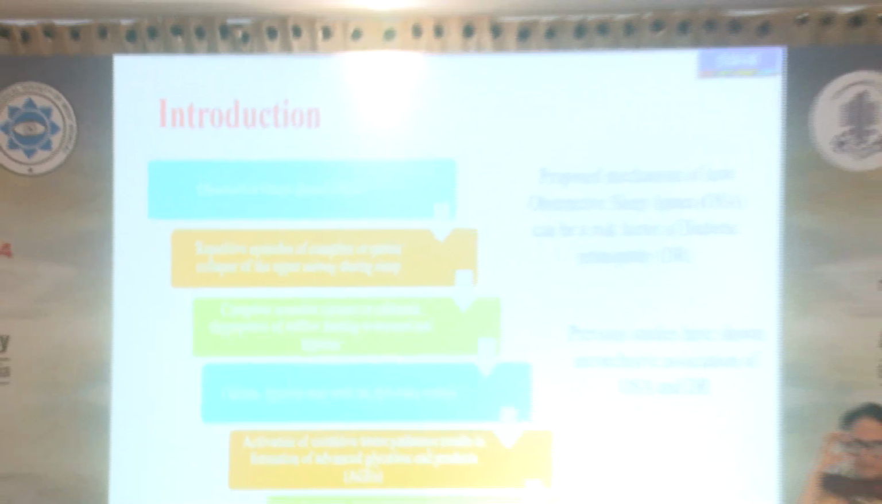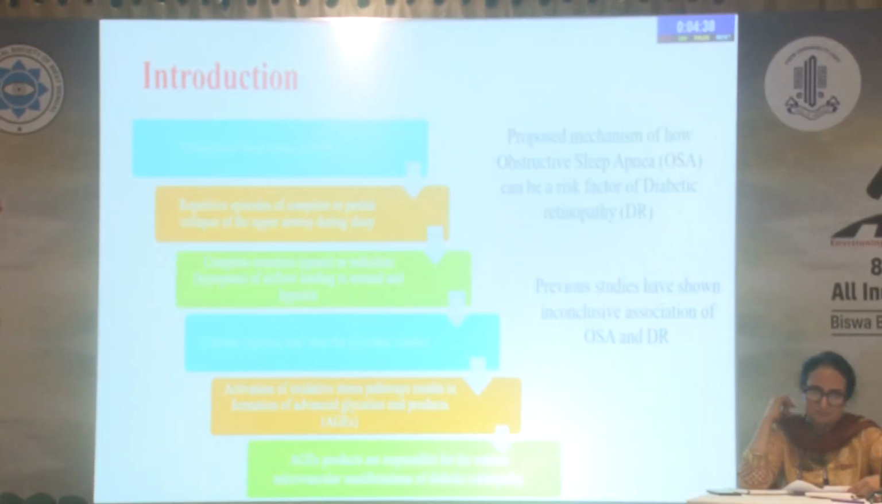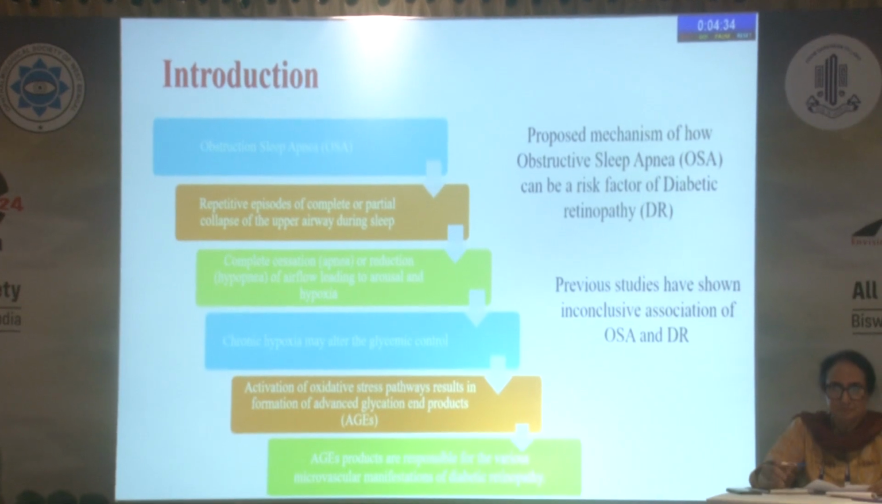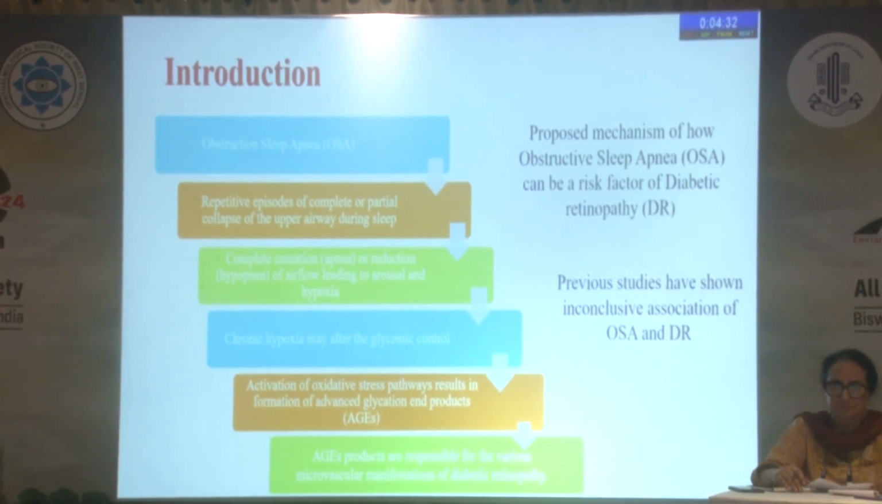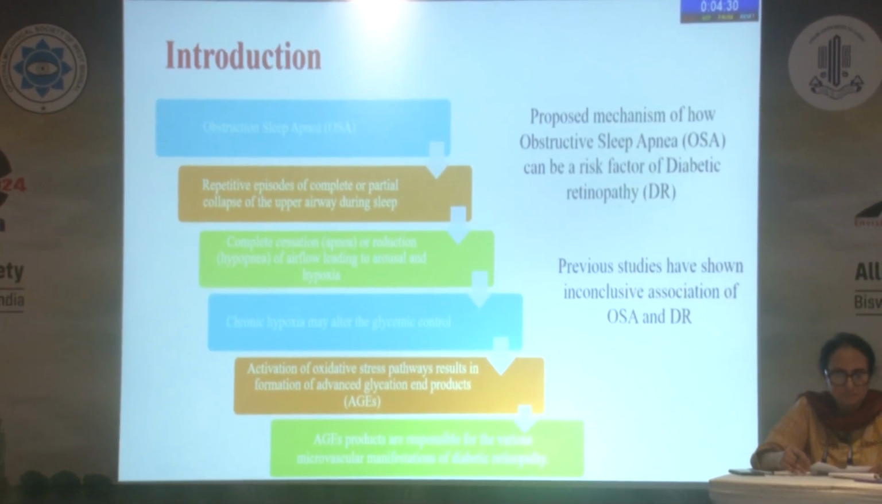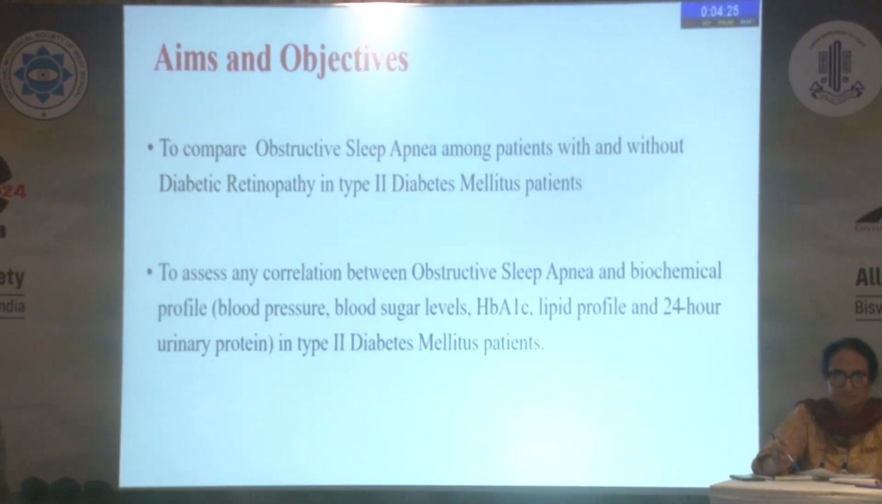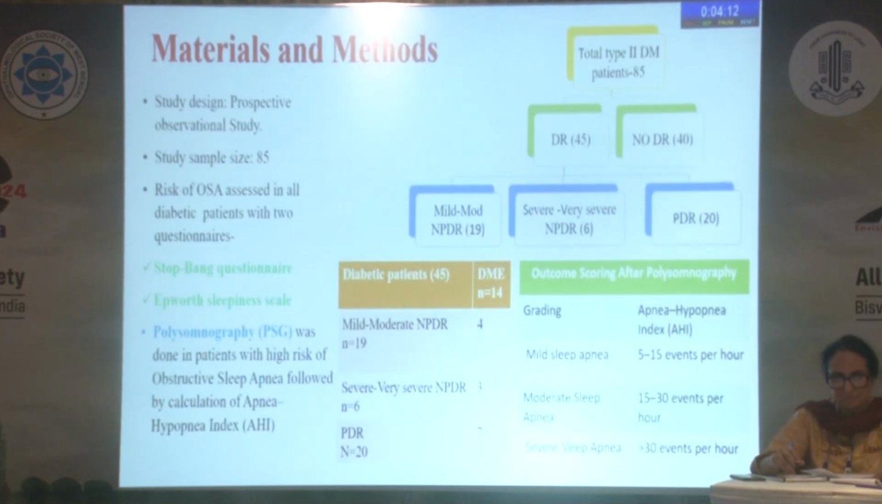The proposed mechanism of how OSA can be a risk factor for DR is that it leads to chronic hypoxia and activation of the oxidative stress pathway and formation of AGEs, and these AGEs are responsible for various microvascular changes of diabetic retinopathy. The objectives were to compare OSA in patients with and without DR and to assess the correlation with blood pressure, blood sugar levels, HbA1c, lipid profile, and 24-hour urine protein in the two groups.